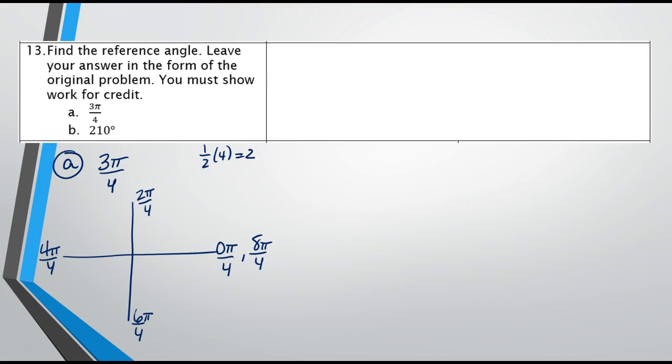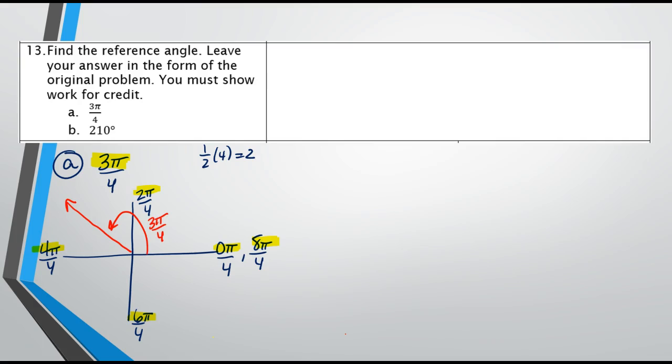Now I'm going to look at my numerators. So I'm focusing in now on the 3 pi. I want to know which numerators it is between. And if you look at what we have here, it's between 2 and 4. And it's halfway between 2 and 4. So my angle to draw, my angle 3 pi over 4, would be this red line.